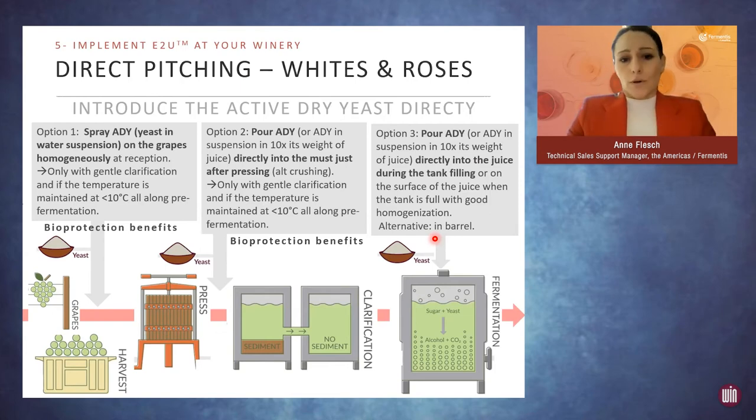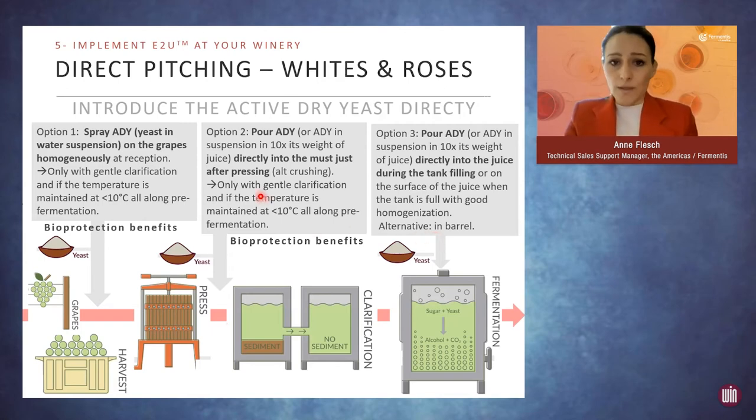You could also have other options that could bring you some bioprotection benefits. It could be, for example, to pour the active dry yeast directly into the master juice after pressing or potentially crushing. And you could also spray the yeast, again in a water suspension, on the grapes homogeneously at reception.